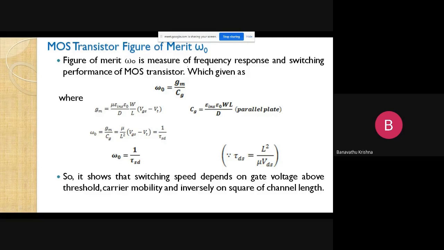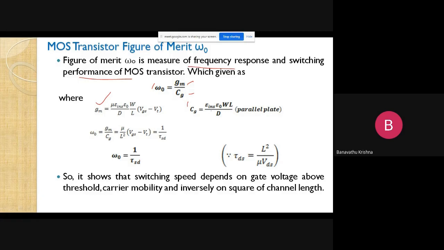It is the frequency response and switching performance of the MOS transistor, nothing but the figure of merit here. So omega naught is given as omega naught equal to Gm by Cg. Gm is nothing but transconductance, Cg is nothing but gate capacitance. You know the values of Gm and Cg. Gm is mu epsilon insulation epsilon naught by D into W by L into VGS minus VT. Similarly, the parallel plate gate capacitance value is epsilon insulation epsilon naught into area of the channel by thickness of the oxide. You can substitute these values in the above equation, that is omega naught equal to Gm by Cg.